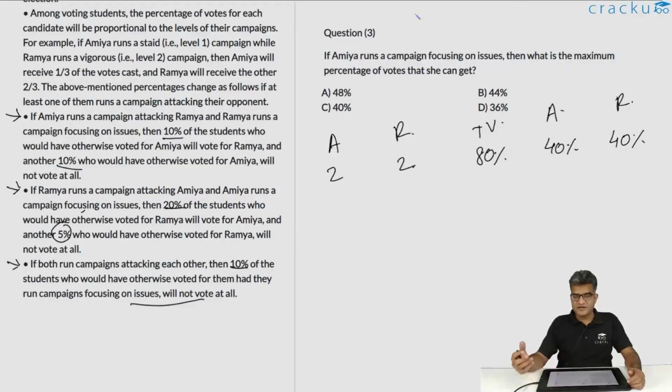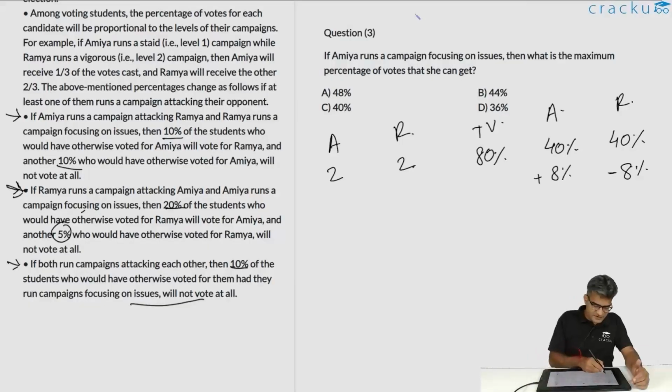Now Amiya is focusing on issues, but she wants, in the maximum scenarios, she wants some of the votes that Ramya was getting. So if say Ramya attacks Amiya, then we are looking at this particular case, 20% of the students who would have voted for Ramya would vote for Amiya. 20% of this would be minus 8% and this is plus 8%. In addition to it, 5% of the people who would have voted for Ramya would not vote at all. So Ramya would lose another 2%.